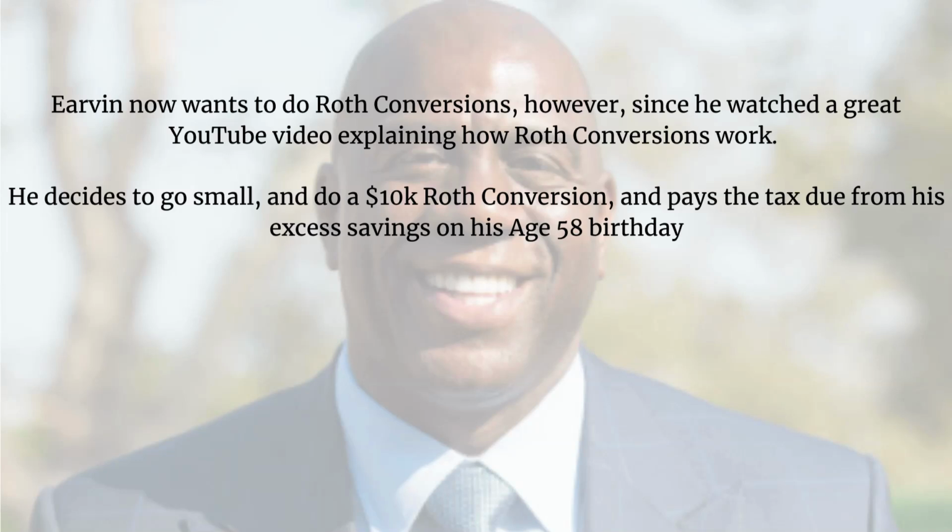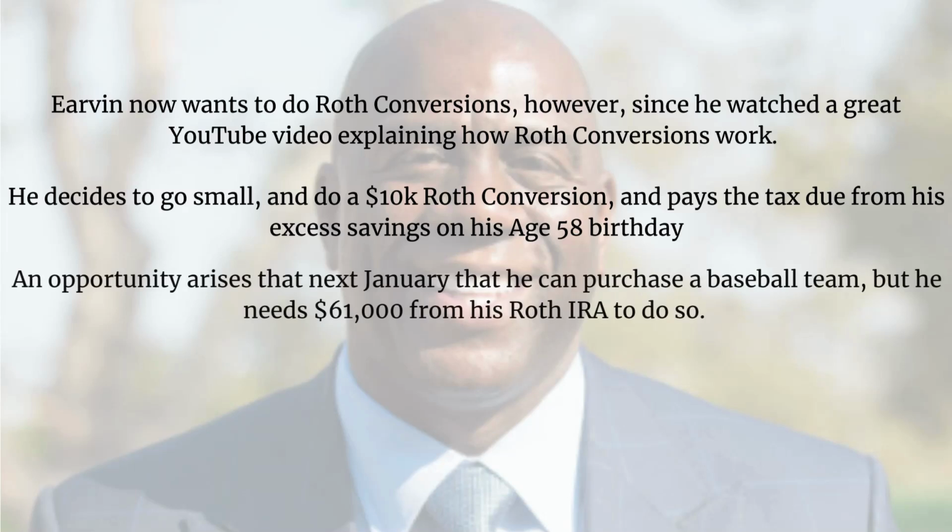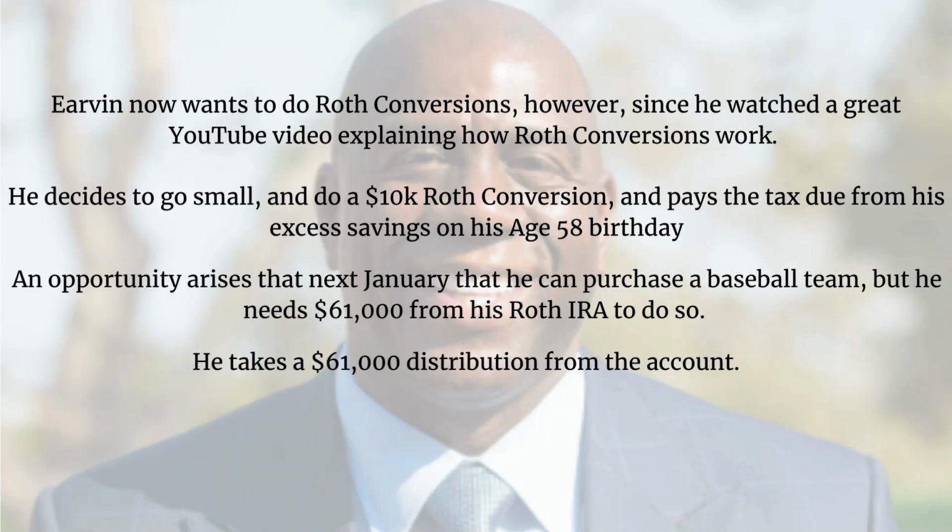He pays the tax due from his excess savings on his age 58 birthday. An opportunity arises that January that he can purchase a baseball team, but he needs $61,000 from his Roth IRA to do so. So he takes a $61,000 distribution from the account. Let's actually unwind this. So Irvin is able to take out contributions tax and penalty free. If we look at his history, he's contributed $60,000 over the years. So $60,000 can be removed, no questions asked.